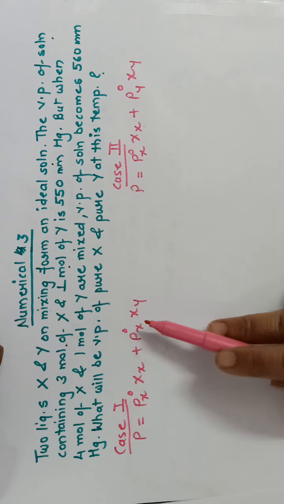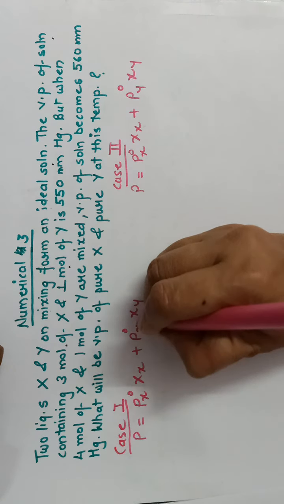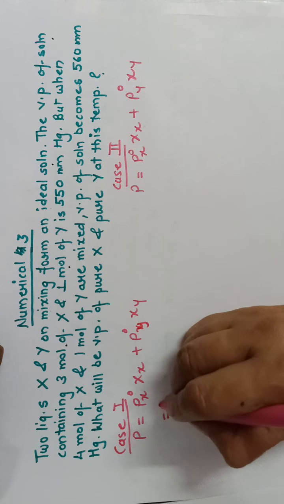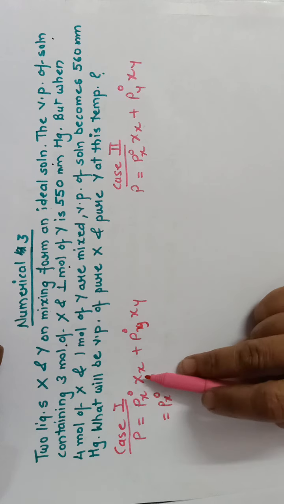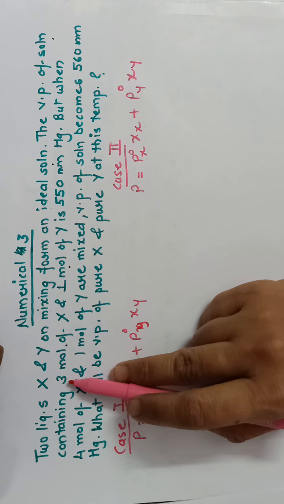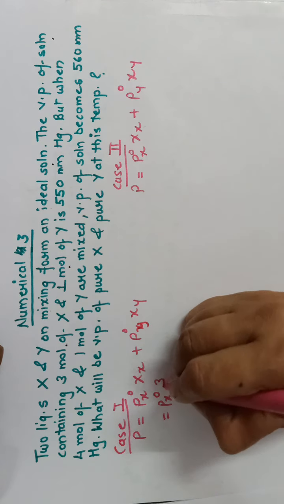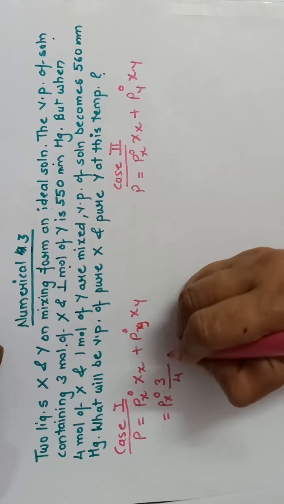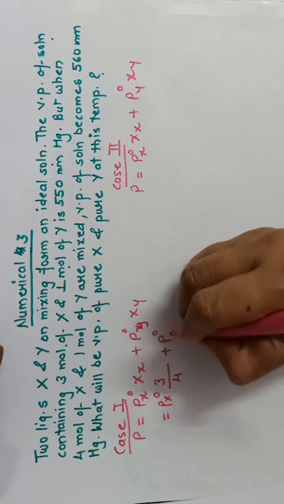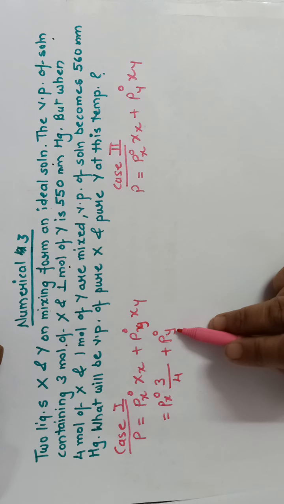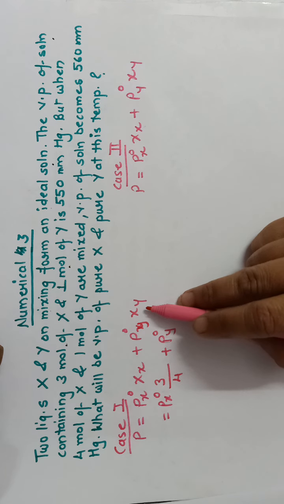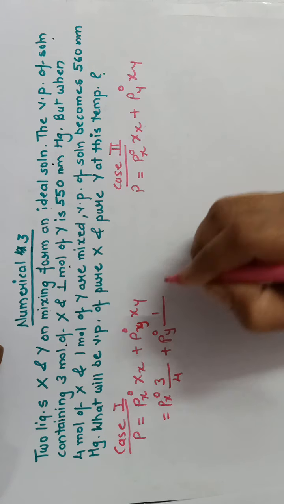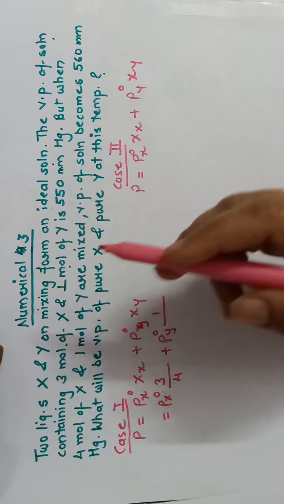P naught X or P naught Y, these values are not mentioned in the numerical. We are supposed to find them out, so I don't know their values. But the mole fraction of X, in the first case total moles of X is given 3 and total moles will be 4. Similarly, the vapor pressure of pure component Y is not given, but the mole fraction of Y can be calculated: 1 mole of Y and total number of moles will be 4.